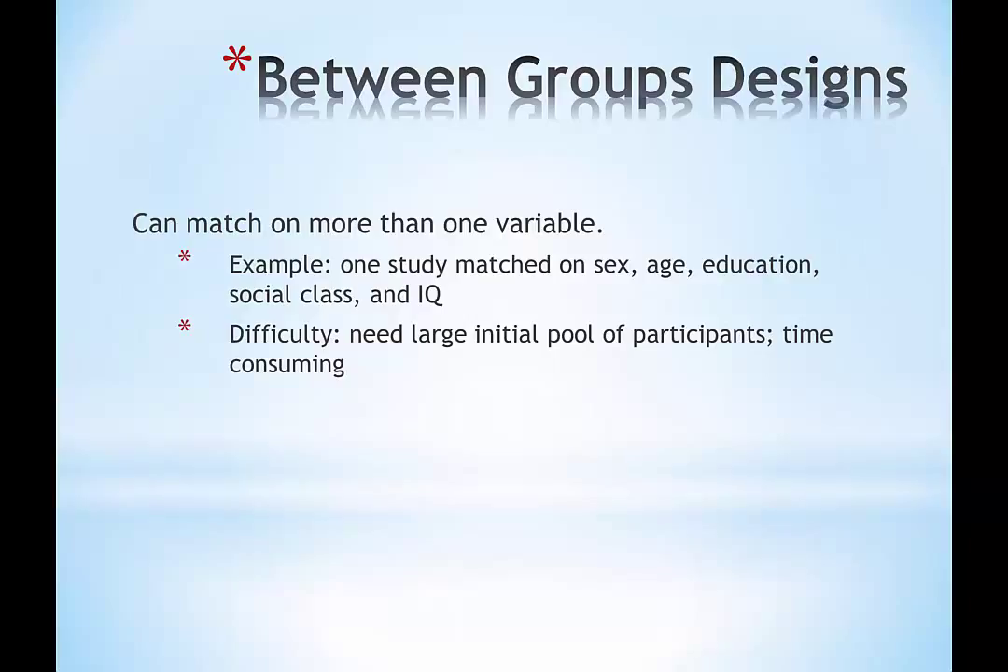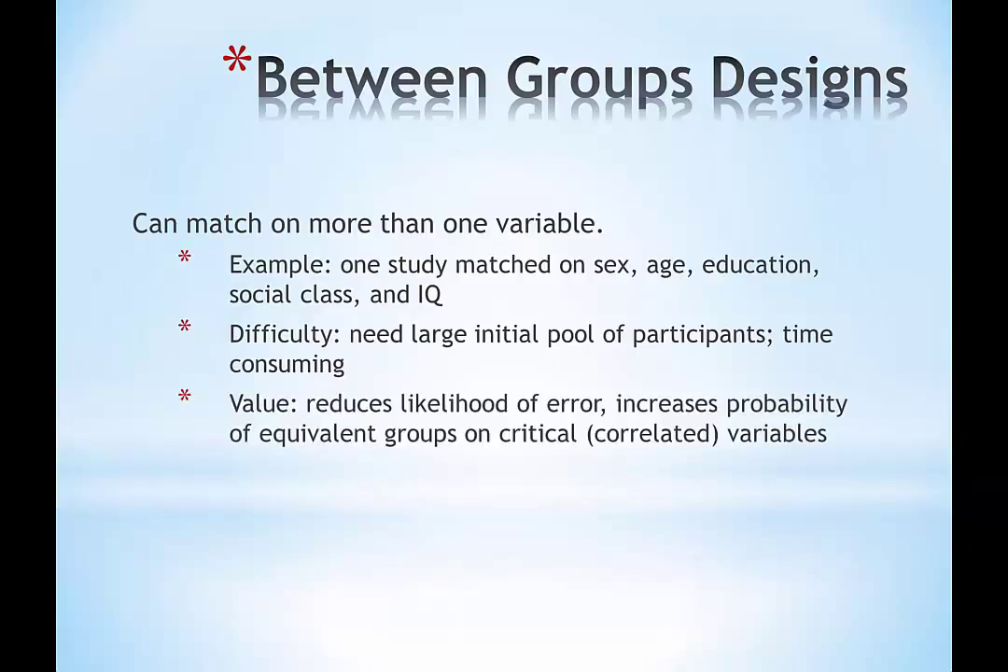The example I gave you a couple of screens ago was GPA. That's just matching on one variable. That's pretty straightforward. But imagine the complexity of trying to match on multiple variables. It's just going to take a lot of time and effort. So you can see the value there. It reduces the likelihood of error, increases probability of equivalent groups on those critical correlated variables.